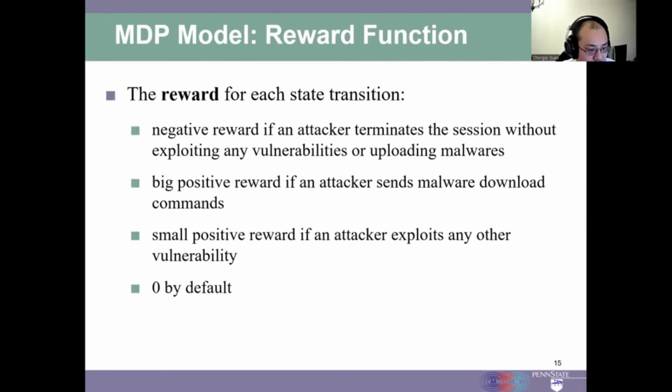So for the reward function, since the primary goal of HoneyIoT is to attract attackers to launch attacks, if an attacker terminates the session without exploiting any vulnerabilities or uploading malware, we just assign a negative reward. On the other hand, if an attacker sends a malware download command, we assign a very big positive reward. If an attacker exploits any vulnerabilities, we assign a small reward. For all other state transitions, we just assign 0 as an intermediate reward.